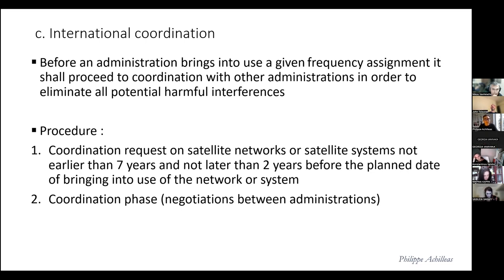Let's go back to the example of Eutelsat, which is a French satellite operator. Let's say that Eutelsat wants to launch a new satellite to provide communications over Europe and Africa.